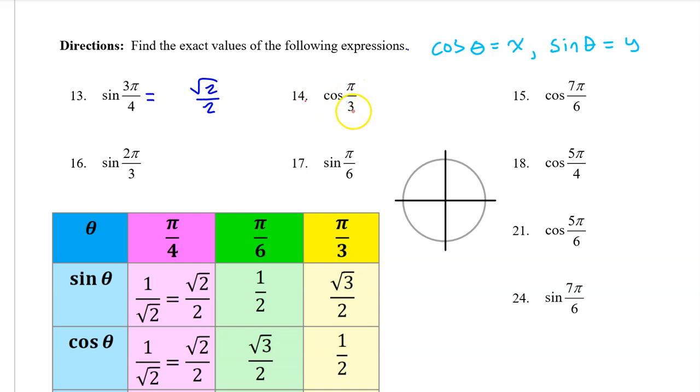Number 14, cosine pi over 3 is right on the chart. That's 1/2.